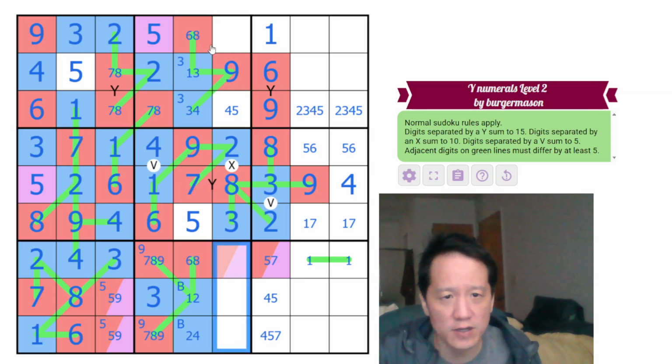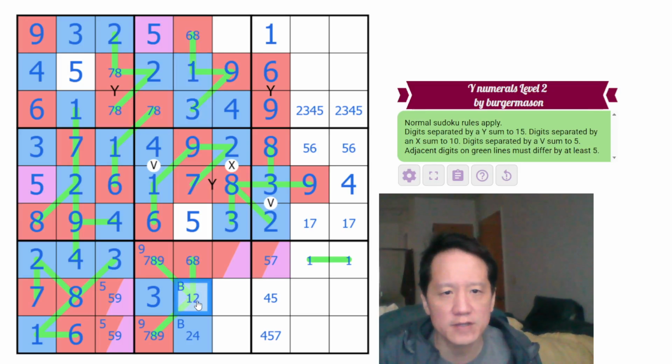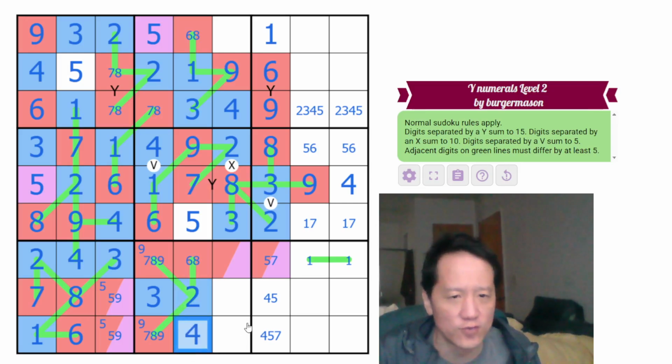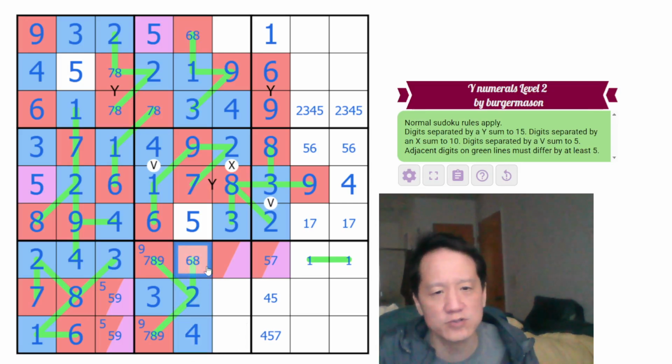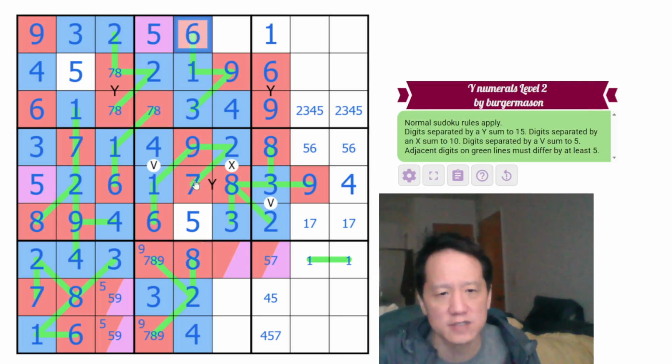What else do we have? This cannot be a 5, so this must be a 4, which makes that a low. Therefore, that makes this a 3, which makes this a 1. This can't be a 1, so this is 2, this is 4. This 2 cannot be next to a 6, so this is 8, which makes that a 6.